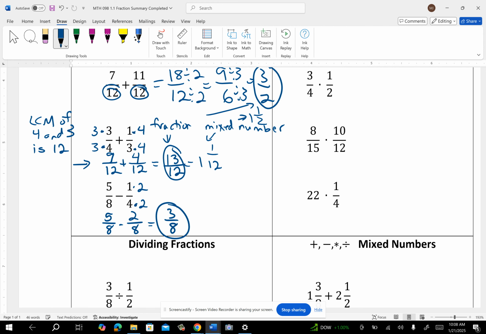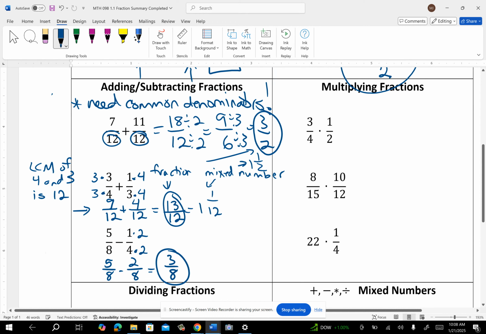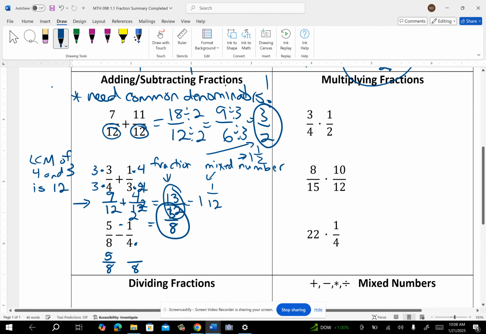All right, so let's go to the multiplying next. With multiplying, no common denominators needed. Do not get common denominators.